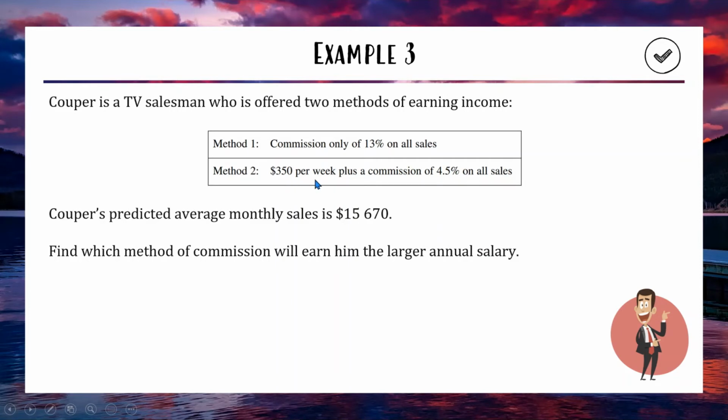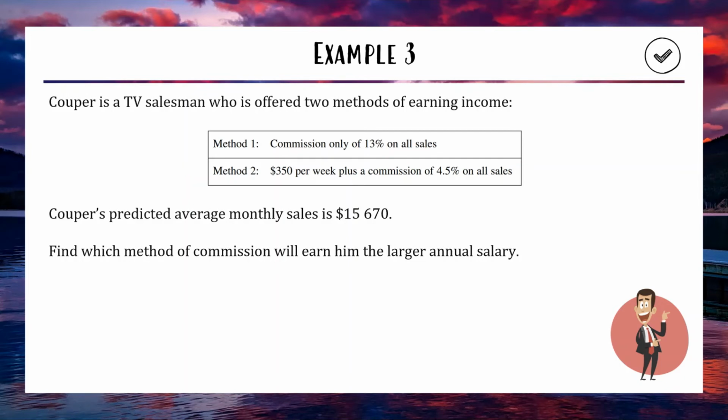So you see this a lot in salesmen. This base salary is what's called a retainer. It's usually a small amount of money that you get paid each week regardless. So you know that if you have a bad week, you're not going to earn no money, you'll earn something. So we want to figure out which one of these two options is better for Cooper, given that his predicted average monthly sales is $15,670. So using this estimate for how much we're going to sell each month, we're going to find which of these two methods is going to be better for Cooper over a year.